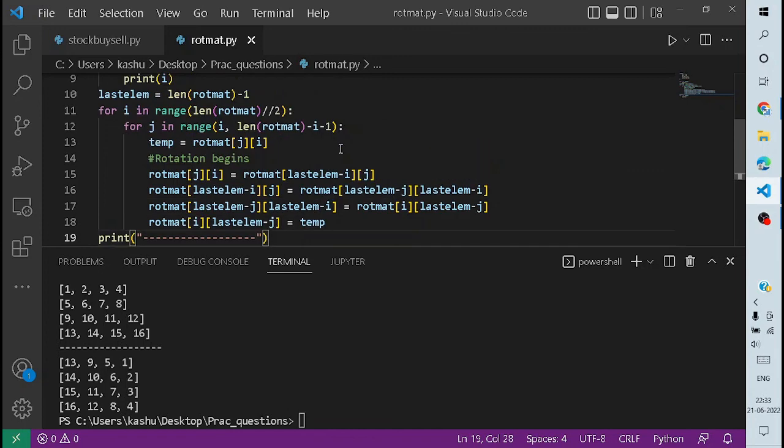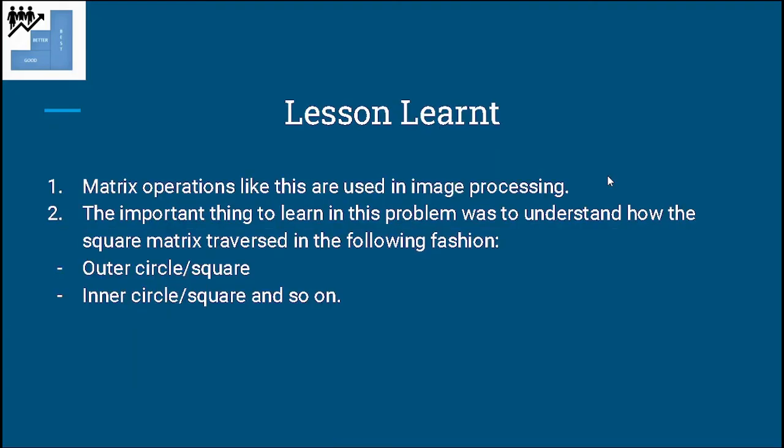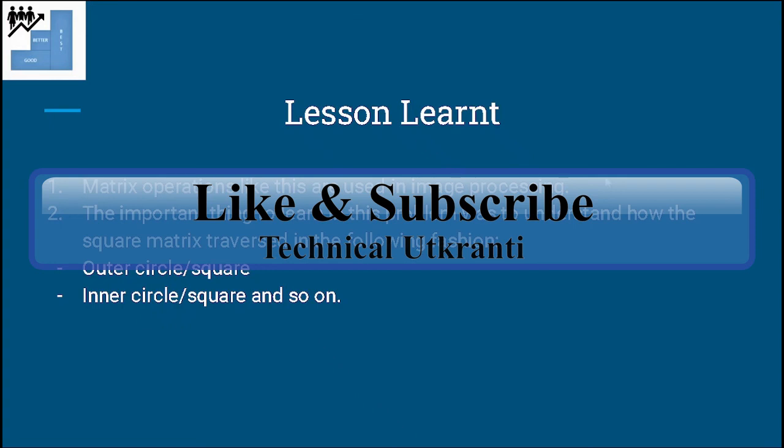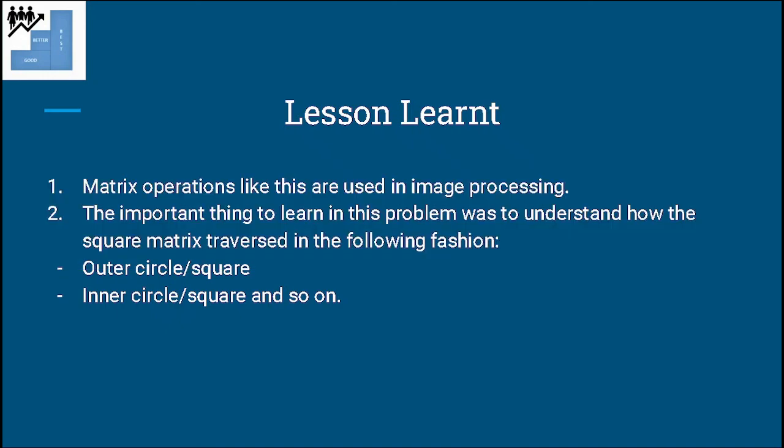Yeah, that's it. There are a few lessons learned over here. This kind of matrix operation is used in image processing. And what was the important thing to learn over here is how we visited the outer edge and the inner edge, and then subsequent inner edges one by one. So this is something important to understand, right?